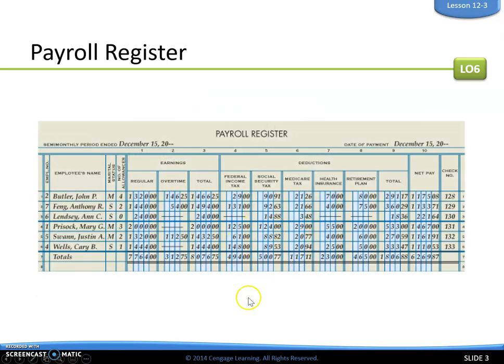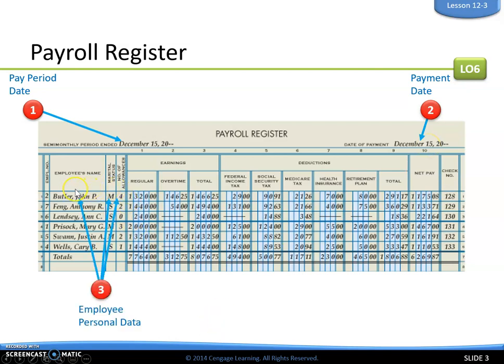This is an example of a payroll register. Some things that we're going to see up at the top here is the pay period date. So when it ended, December 15th. This over here is going to give the payment date. Then we're going to give some information about the employees. So we have the employee numbers, their names, their marital status, and their number of withholdings.